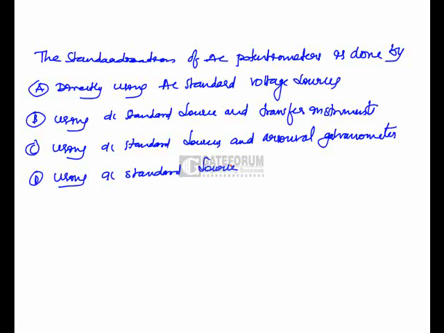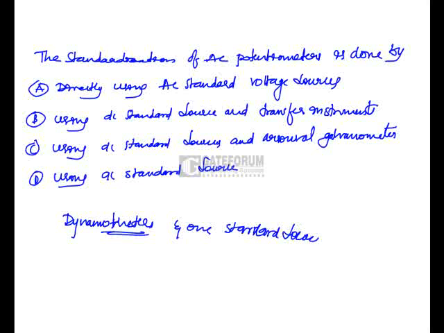Standardization of AC potentiometers is done by. Okay, AC potentiometers consist of dynamometers. Since dynamometers work on AC, we don't have any PMMCs. We will use dynamometers and one standard source for calibration. That means for standardization we will require one standard source for calibration and dynamometers.